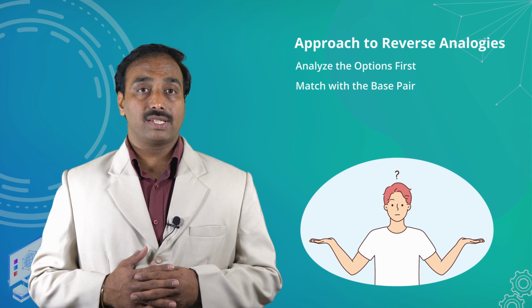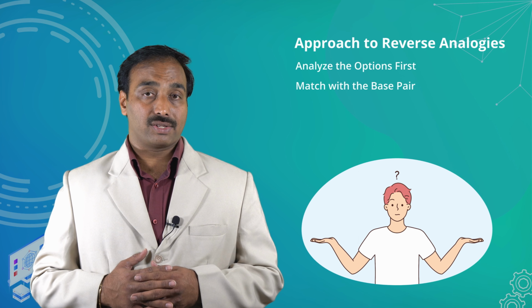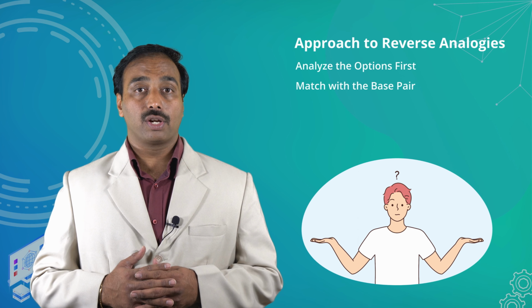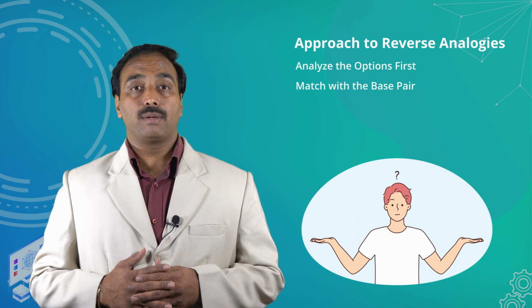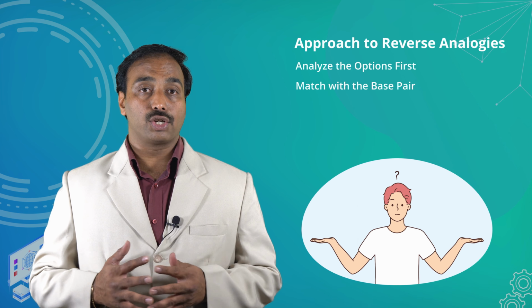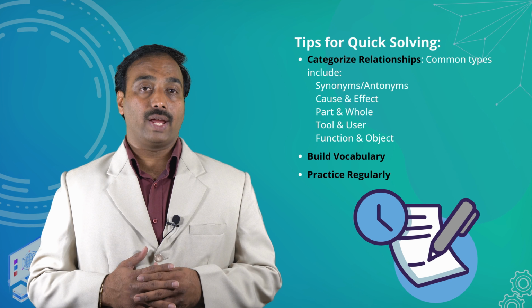In reverse analogies, you are given multiple pairs. Identify the common relationship across them. Match with the base pair. Choose the pair that mirrors the original pair's relationship most closely. Now let us have a look at the tips for quick solving.